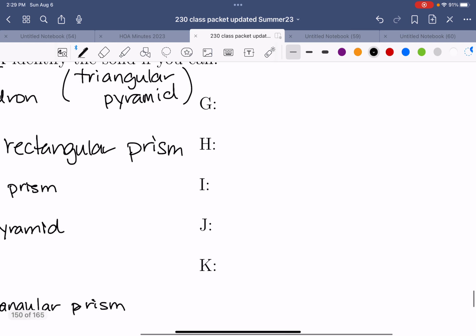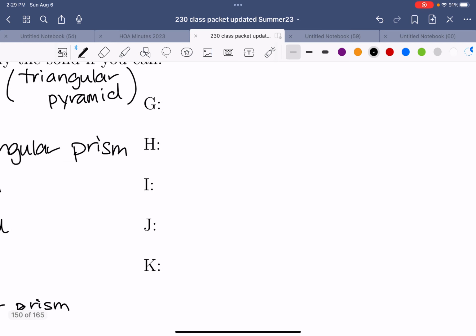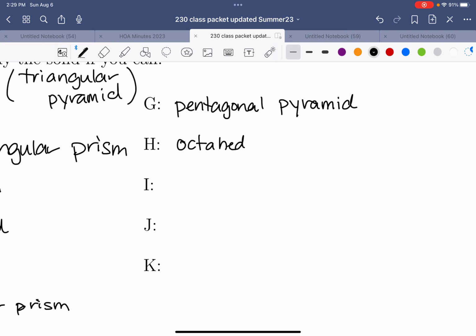All right, on to letter G. That base has 5 sides, so it is a pentagonal pyramid. H is one of your regular polyhedra. That is the 8-sided one, so it is the octahedron. The base on I is a square, and it has one base and an apex, so it's a pyramid. I am going to write oblique over here because this one definitely has non-right angles. When you look at that apex, it is not over the center of the base.